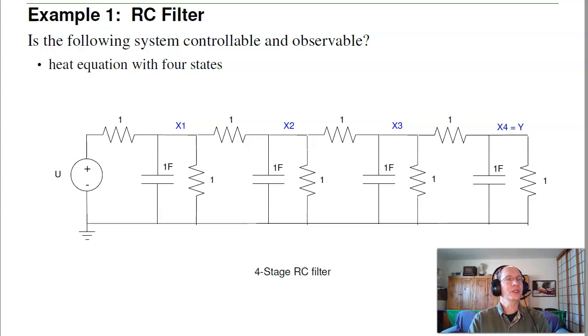So let's use that for a couple tests. Is a four-stage filter observable and controllable? We're going to have the input coming in on the left, looking at the output on the right. And you kind of know the answer is yes because we've used soldering irons from the base. I can control the tip temperature. Yeah, this probably ought to be controllable. But I can prove that too.